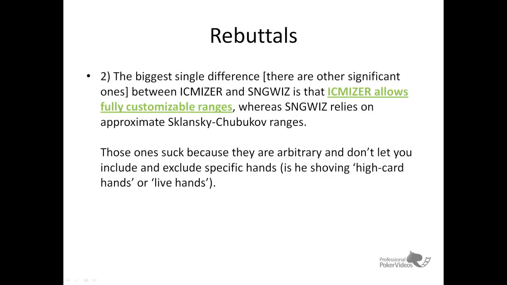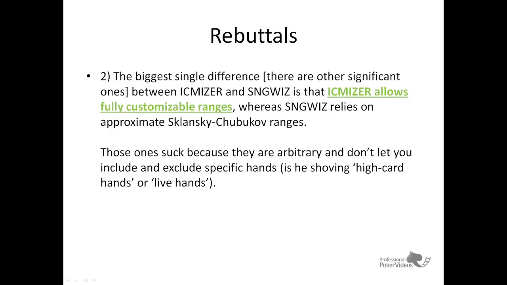And with regards to the second criticism, well, the biggest single difference between ICMIZER and Sit and Go Wizard is that ICMIZER allows fully customizable ranges, whereas with Sit and Go Wizard, you have to drag the bar along and it will give you a default range based on the percentage that you give. But that's going to be really, really inaccurate in lots of situations. And at the bottom, I've just written there the difference between shoving high card hands or live hands.